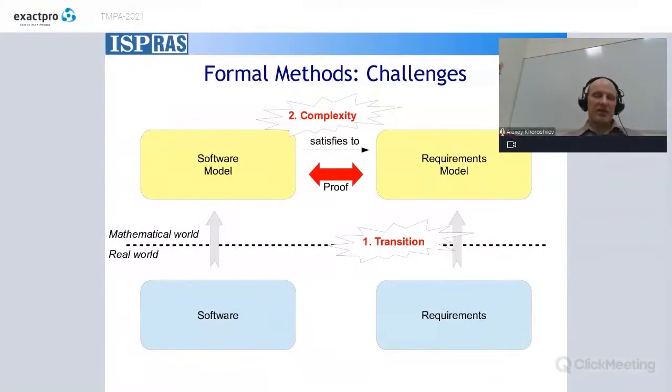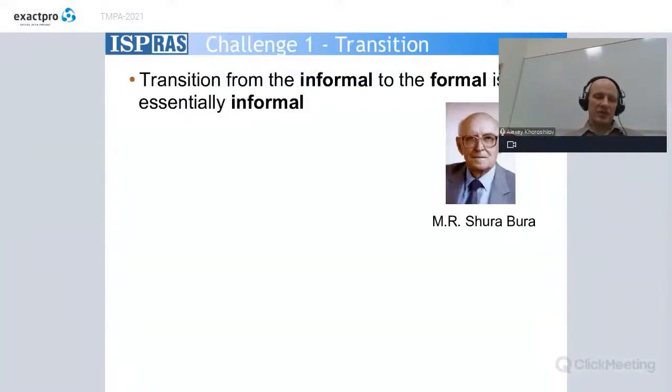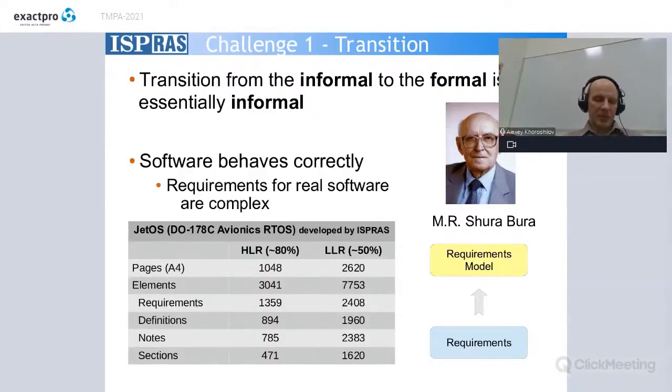It is a very unclear object in reality, and it's a really complex task to build a formal representation of these requirements. Moreover, as Mikhail Romanovich Shurvura said, transition from informal to the formal is essentially informal. So this transition cannot be done in any formal way. And that is a problem, especially when we have no clear understanding of what our requirements to our software are.